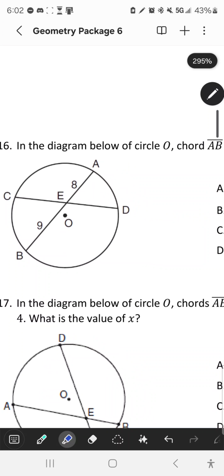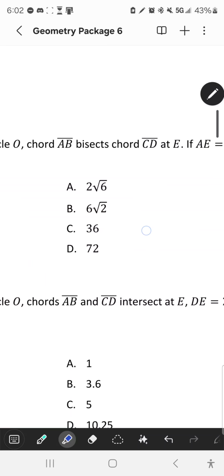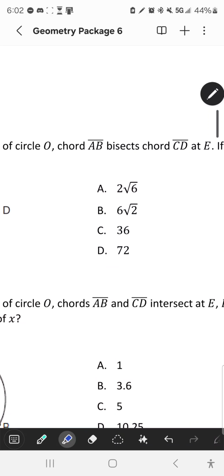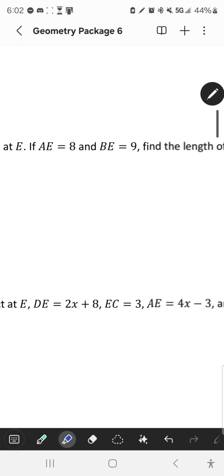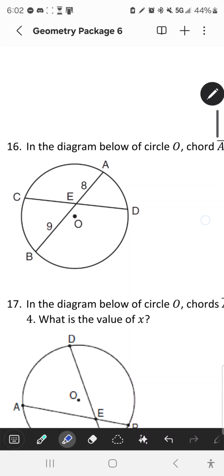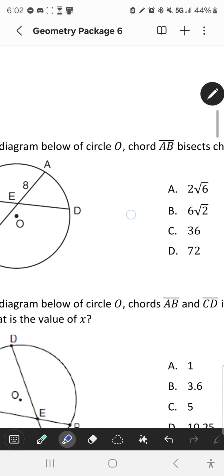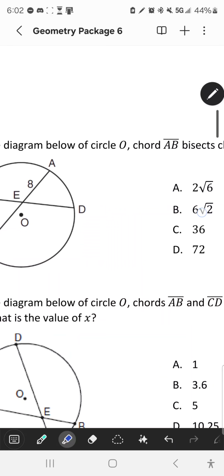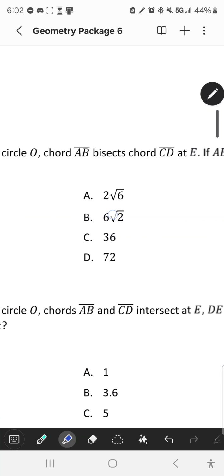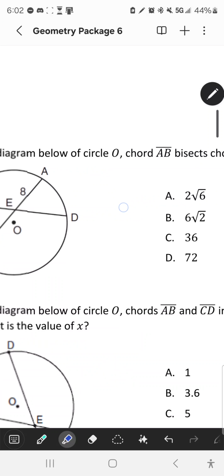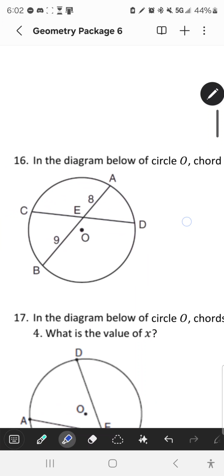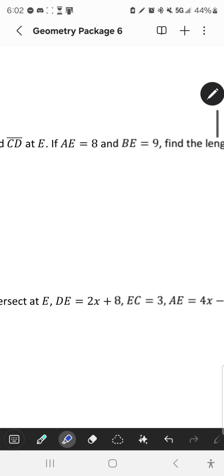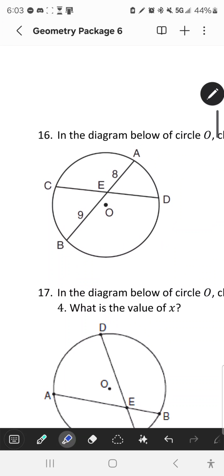Now, 16. In the diagram below of circle O, chord AB intersects chord CD, and we actually have that label here. Find the length of CE. Okay, wait. We do not have that. Give me one second. Then, below circle O, chord AB intersects chord CD at E. If AE is 9 and BE equals 8, find the length of CE.